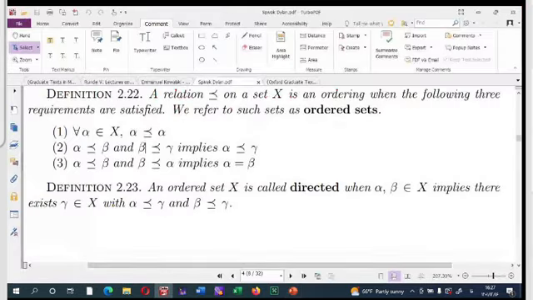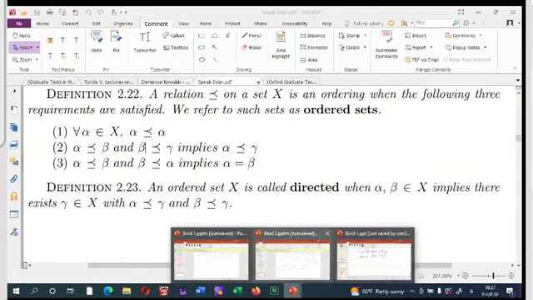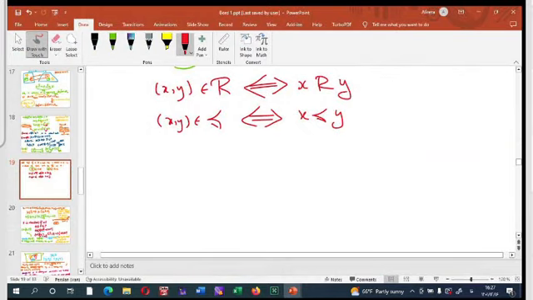So we can write this definition of ordered set whenever we have this property. X and R, for example, is an ordered set.